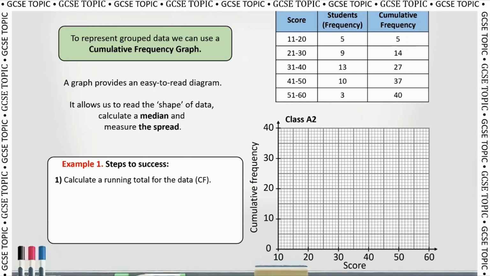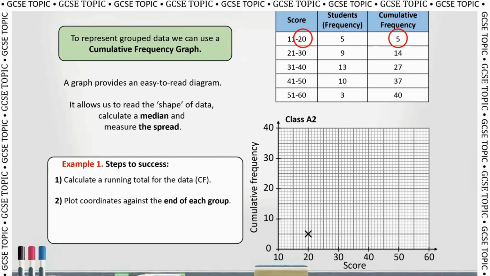Step 2. I am going to plot my coordinates against the end of each group. So this basically means you look at the end of each group, which in this case we get from our score column, and this will act as the x coordinate. You then plot it against your cumulative frequency for that row, and the cumulative frequency will act as the coordinate for the y-axis. So for our example, the first coordinate will be 25, 5.